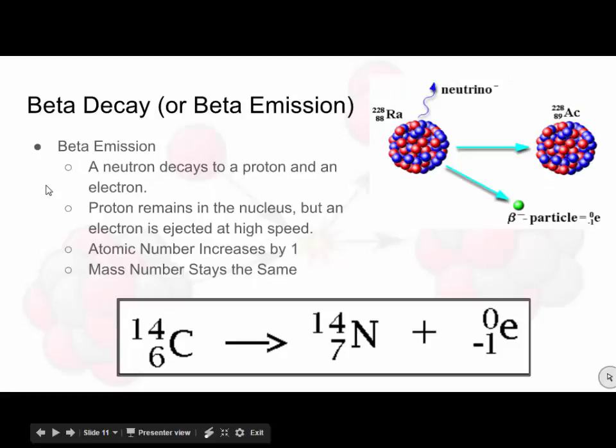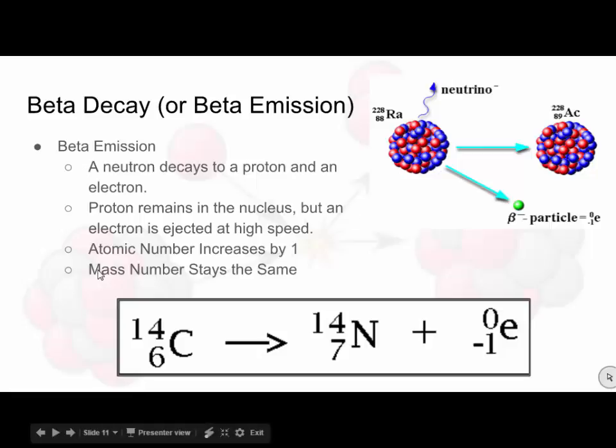In beta decay, or beta emission, we're giving off our beta particle. So we can use the symbol for beta here, or our electron, which we'll most often use. During beta emission, a neutron turns into a proton and an electron. And that proton stays in the nucleus, but the electron is ejected out at a very high speed. And that ejected electron is our beta particle.